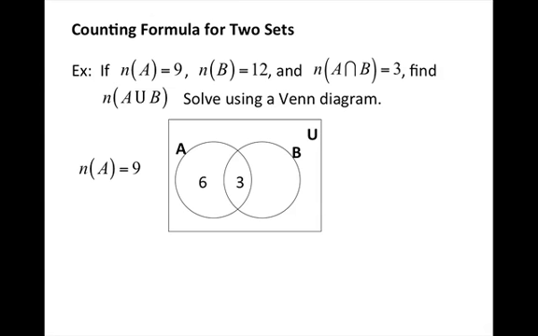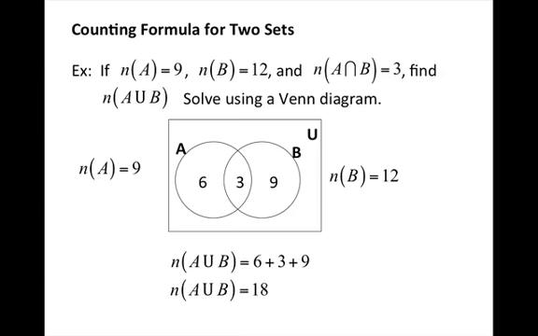Let's do the same for set B. Set B contains a total of 12 elements. Well, of those 12, I've already listed 3 of them in the intersection. So if I subtract those 3 from the 12, that gives me 9 for the remaining part of B. Now if I want to find the number of elements in A or B, A union B, I'm going to add the 6, the 3, and the 9. So I get the number of elements in the union of A and B is 18.